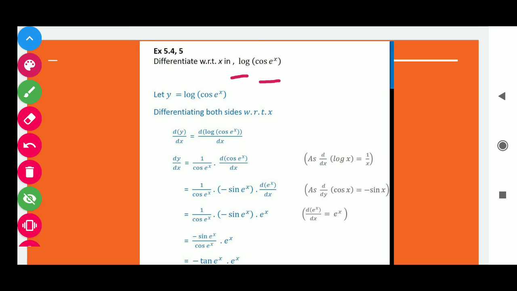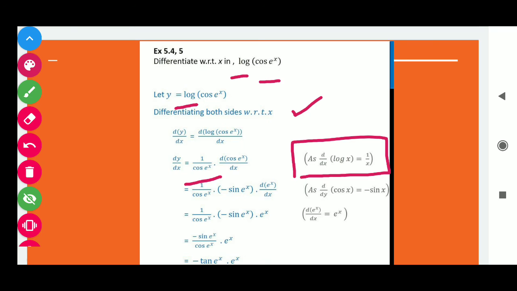So students, here you only have to learn the formula of derivative of log x, that is derivative of log x is 1 over x. So let's start. Differentiate with respect to x, and derivative of log is 1 over cos e raised to power x. You can see here, whenever log comes, what do you write? 1 over x. If it is log x, then 1 over x will be written. Here in the question we have log cos e^x, so you will write 1 over cos e^x.